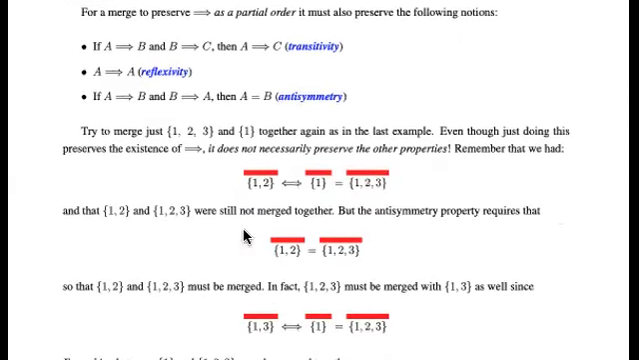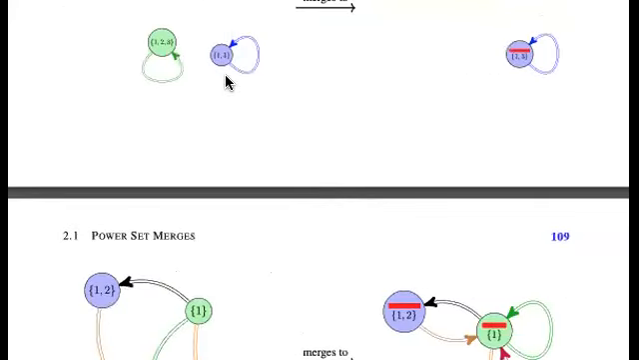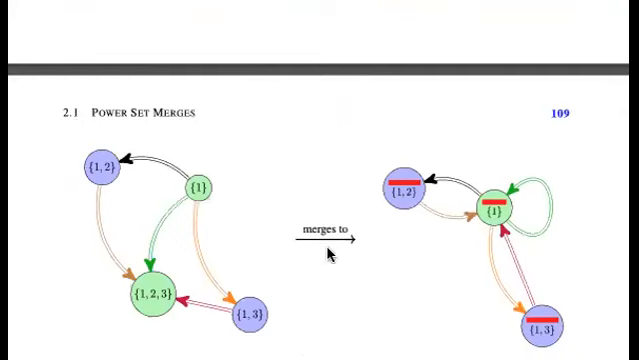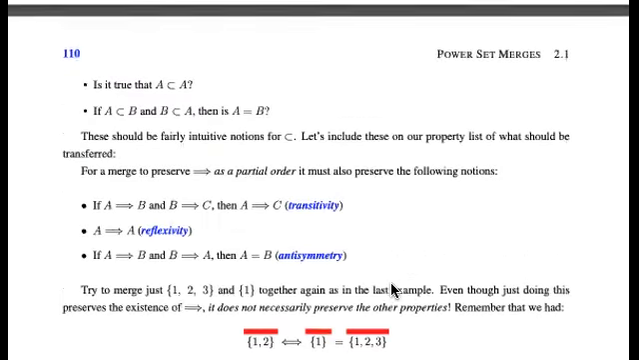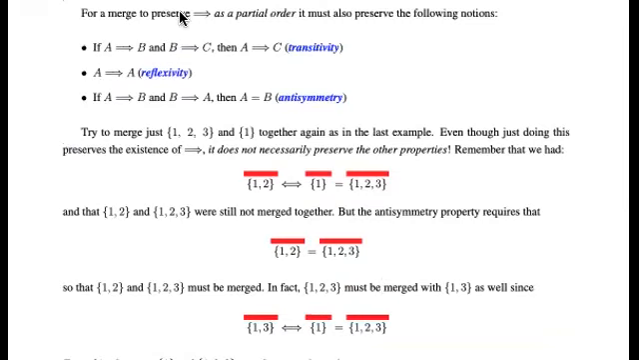All right, so for instance, if we want to try to merge 1, 2, 3, and 1, as in the last example, this preserves the existence of this, but it does not necessarily preserve the other properties of partial ordering. So the merge that we had for the example before, example 1, let me go up there to remind ourselves what that was. It was this one right here with all these merges that we were doing. We were taking like these two guys and putting them together into one.